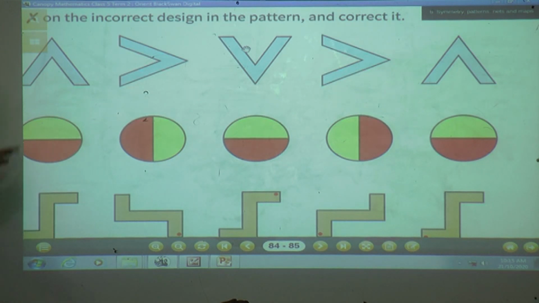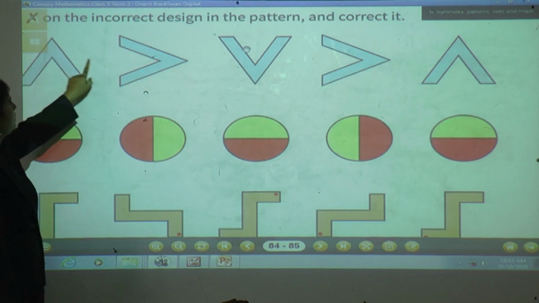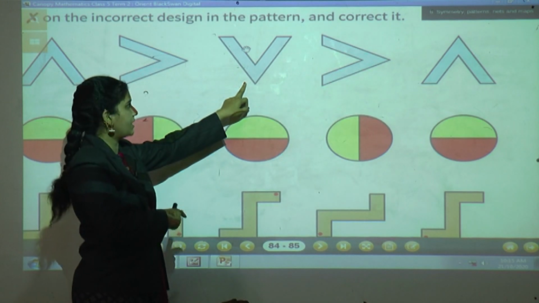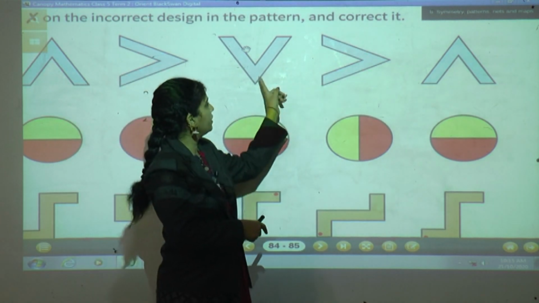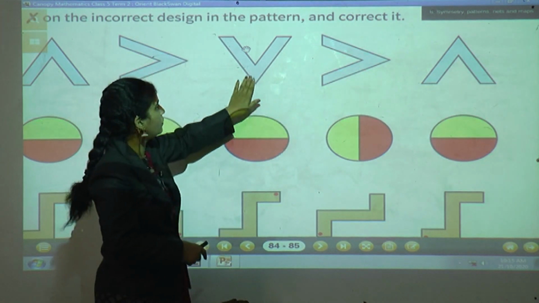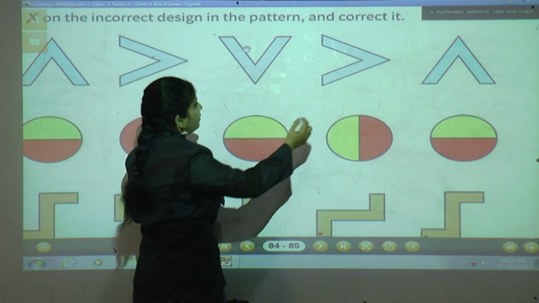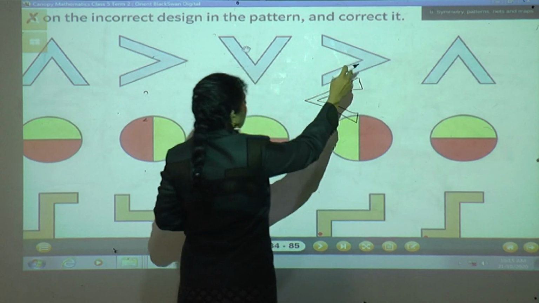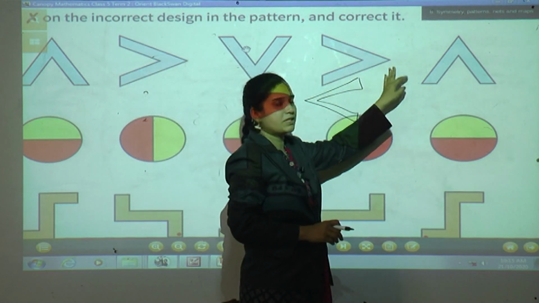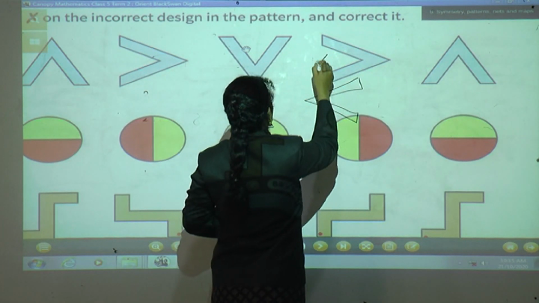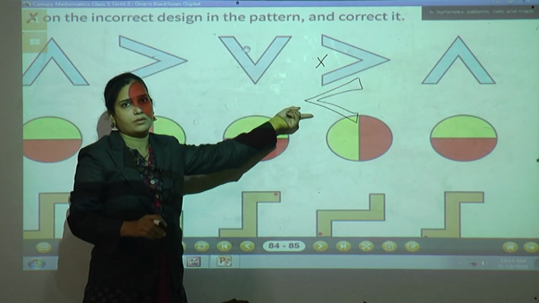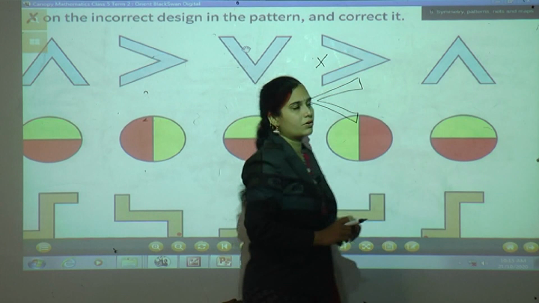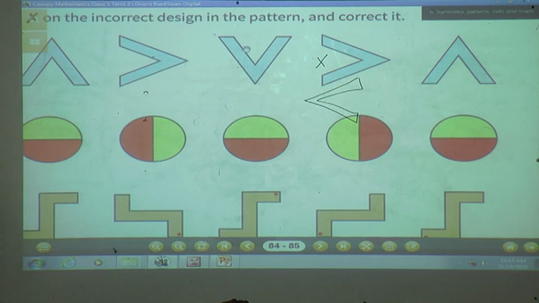Now students, see here, the quarter turn of this figure will come like this. Again, quarter turn of this figure in the clockwise direction here. So it will look different because the quarter turn of this figure will look like this, isn't it? But here they have given this side. That means this one is wrong. So the correct one looks like this. And the last one, the quarter turn of this figure is like this. Okay. Now B1.